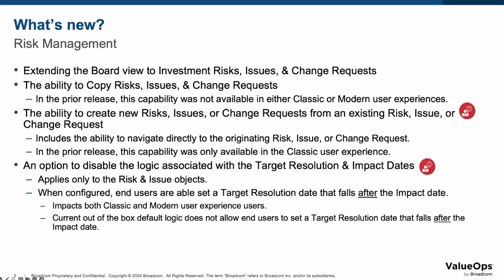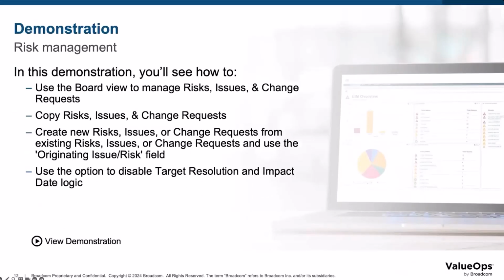And finally, Clarity provides an administrative option to disable the logic associated with the target resolution and impact dates. This only applies to the risk and issue objects. When configured, end users are able to set a target resolution date that falls after the impact date. With the logic disabled, both classic and modern UX users will benefit. So the current out-of-the-box default logic does not allow end users to set that target resolution date that falls after the impact date. So what are we seeing in the demo?